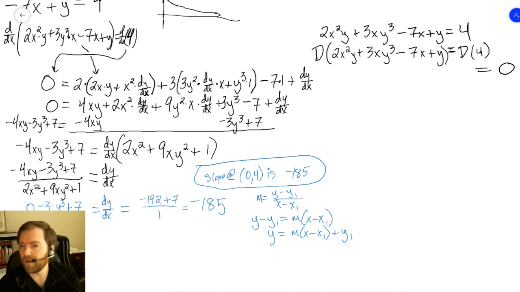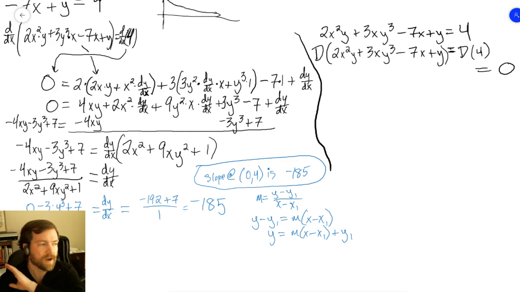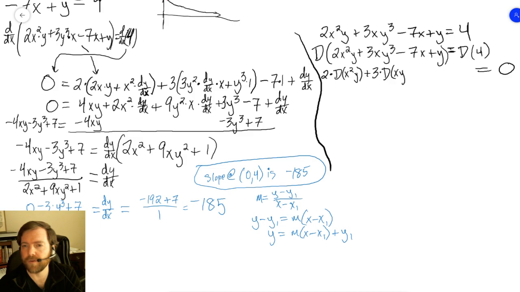Okay. So if D of 4 is going to be 0, then on this side, let's take the derivative of 2x squared y regardless of anything else. This is probably going to take more room than I actually have, but it's fine. So here we have the 2, which comes out front still. Then we take the derivative of x squared y. Then we take 3 times the derivative of xy cubed, minus 7 times the derivative of x, plus the derivative of y. Perfect.